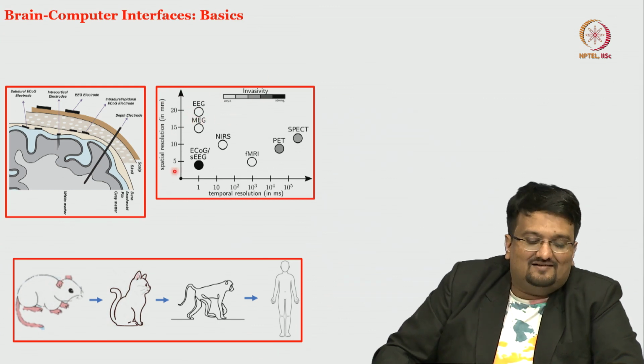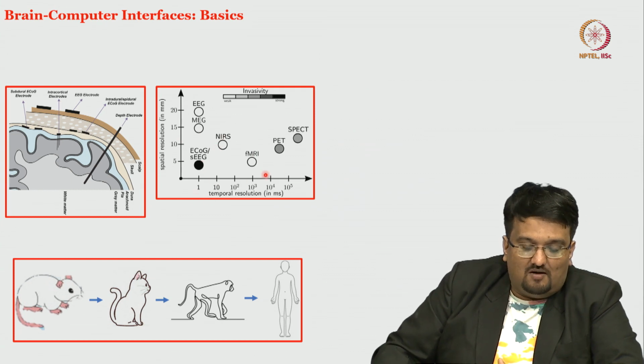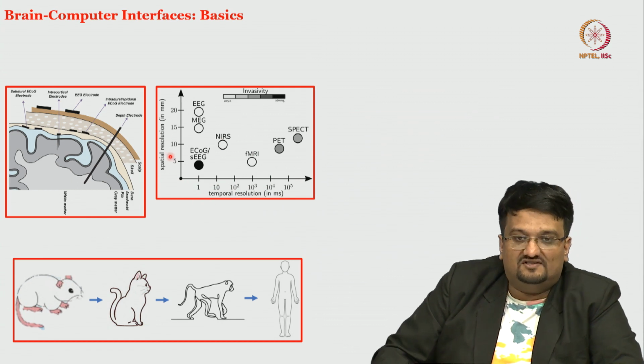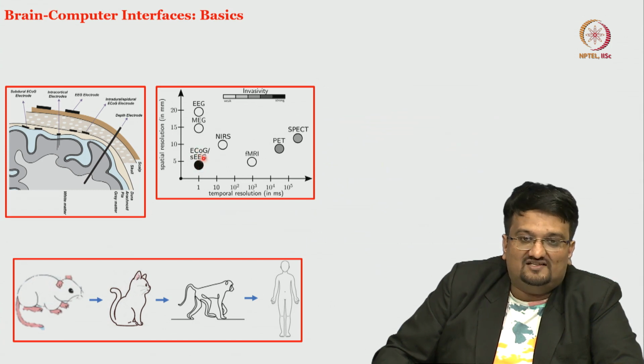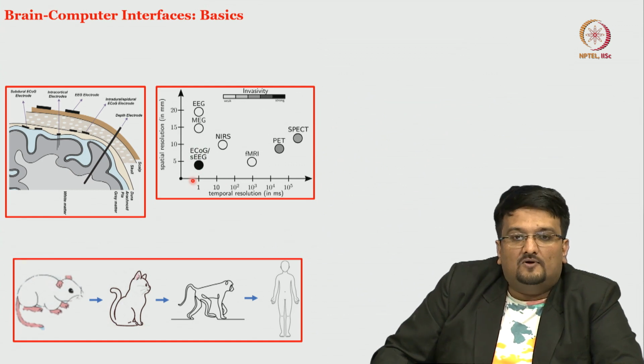This is a very nice summary of the BCI techniques which have been used, and how far you can go in terms of temporal resolution and spatial resolution. There is always a trade-off. So if you can see here, this looks the best, right? The ECoG or SEEG, which has a very low temporal resolution. What do you mean by temporal resolution?